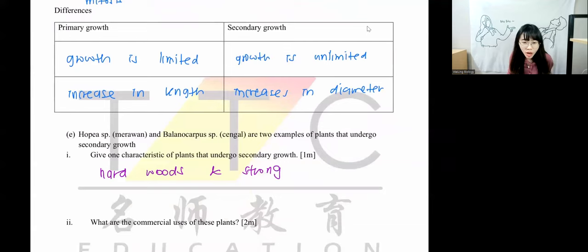Okay, next, what are the commercial uses of these plants? What is the function of having Marawan and Chenggal? In exam, sometimes they ask you to write the example of plants. So you don't need to write the specific scientific name. Just write Marawan and Chenggal will do, okay?